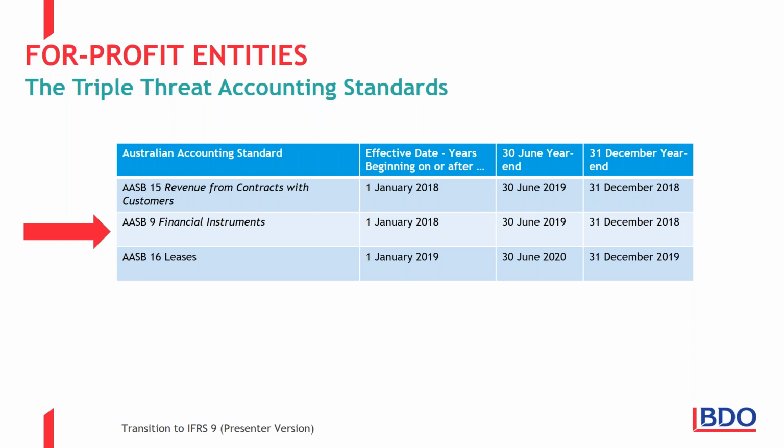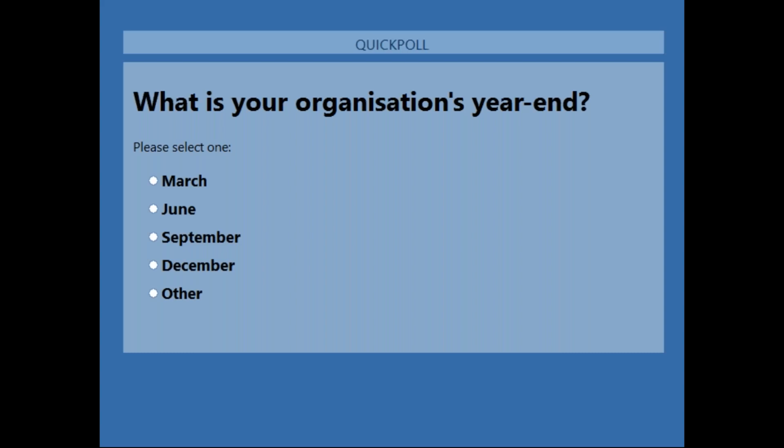So I thought maybe it's a good time to just get an idea of our participants or our attendees. What is your year end? So I'll launch the first polling question. What is your organization's year end? I've put in March because some attendees are based in New Zealand and a lot of New Zealand entities have a March year end. In Australia, traditionally, we've got June year ends. I know the banks and a few others have a September year end, and then December is quite often a fairly common year end for our not-for-profit clients. And then a few others have other.